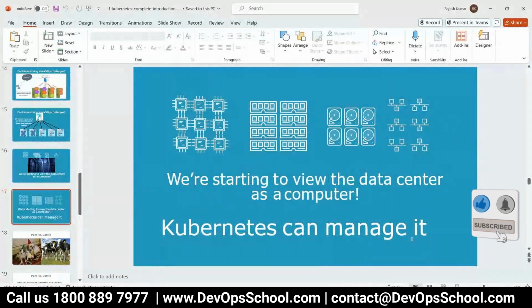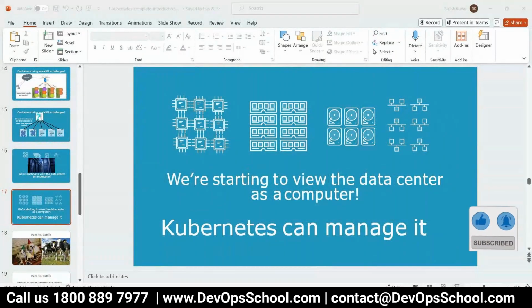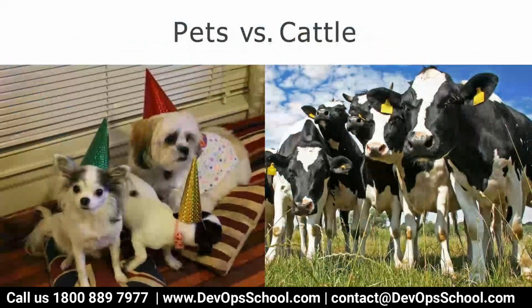Yeah. So guys, it's all about pets versus cattle. What does that mean? So guys, when you are in a Kubernetes session, think about the cattle business owner. Do not think you are the owner of some pets. Why? Because pets, you play with them, you take care of them, you feed them. Something goes wrong, you fix them. All this you do.